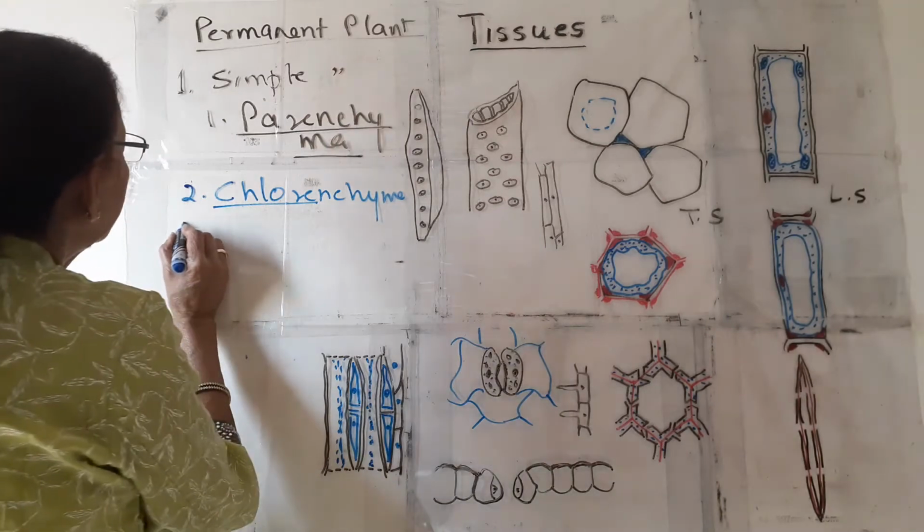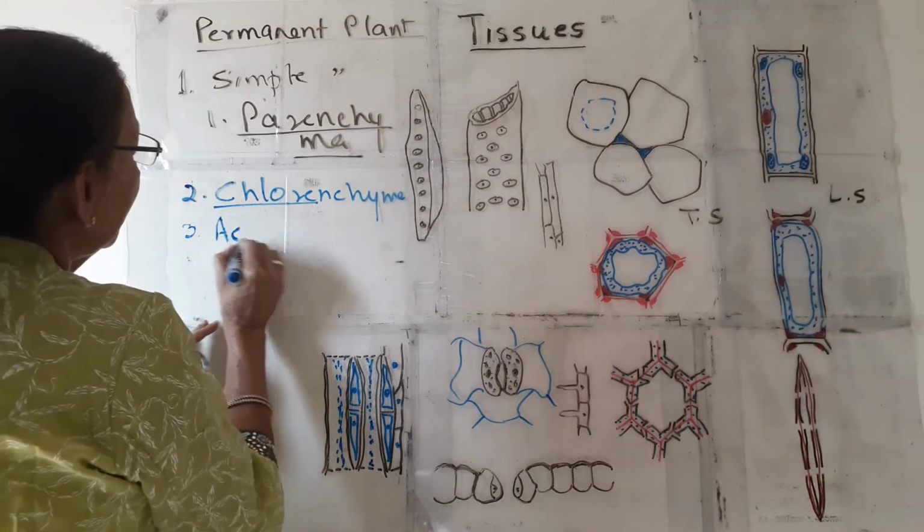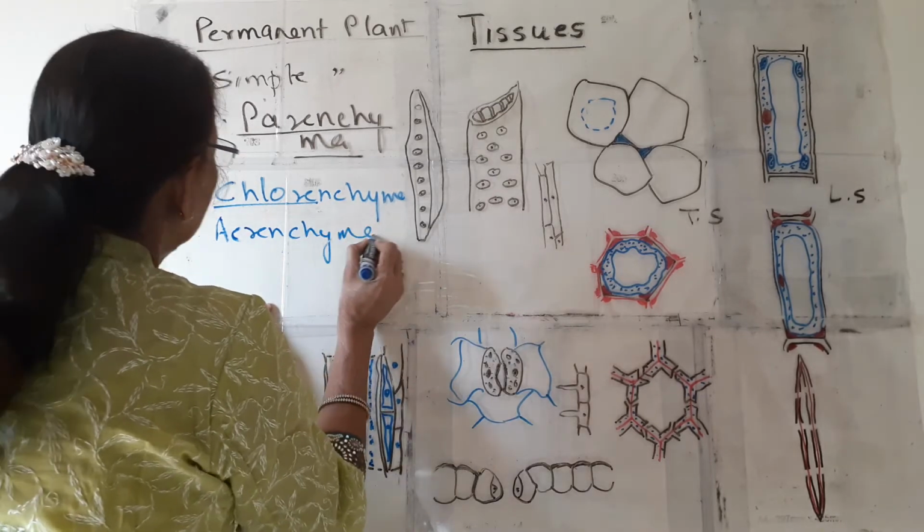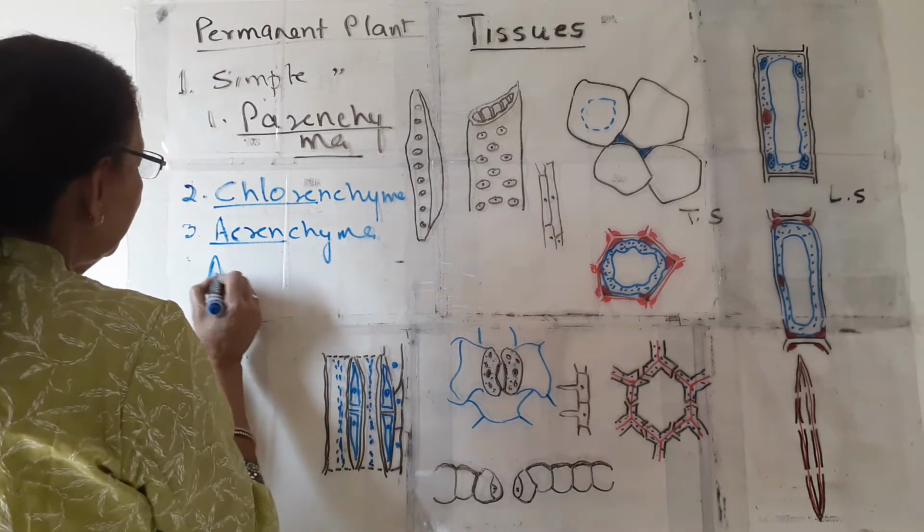The third type is known as aerenchyma. What is aerenchyma? This is derived from the word air.